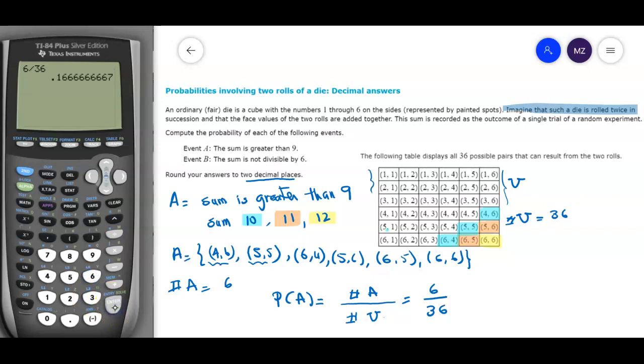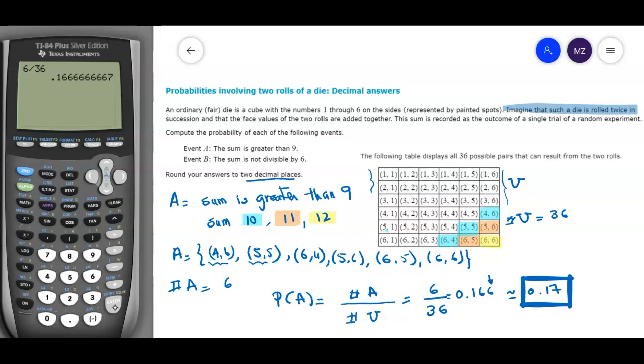And this should give you 0.166. And if you round it to 2 decimal places, so you want to look at this one and round it, so whenever you round it, it can be 0.17. And that's the answer for the first one.